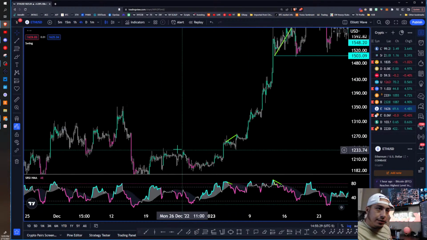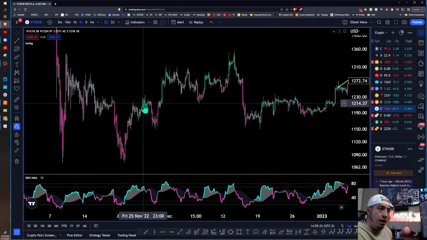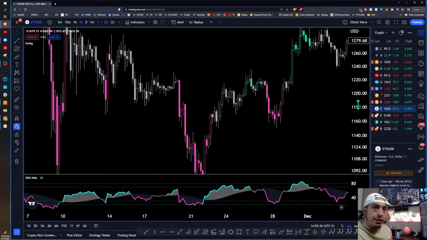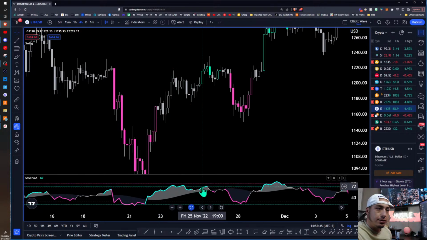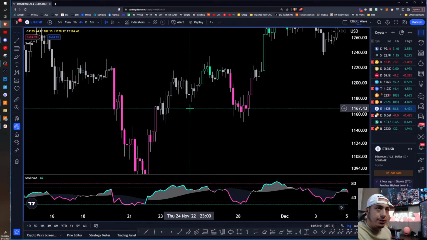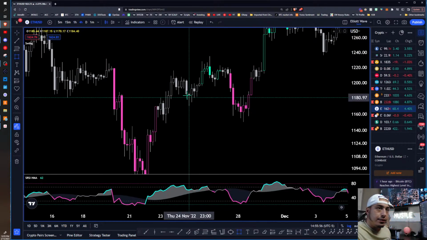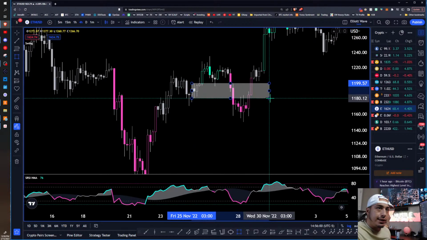See if we can find another good little example anywhere. Like one that fails or something like that. Here's a decent one right here. Double top RSIs here. No. Here's one. We got 0, we got 1, we got 2. 0, 1, 2. There's our order block right there.